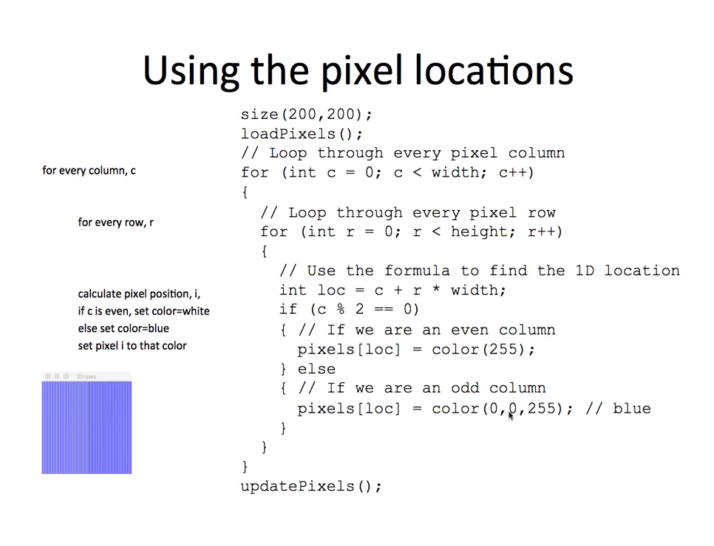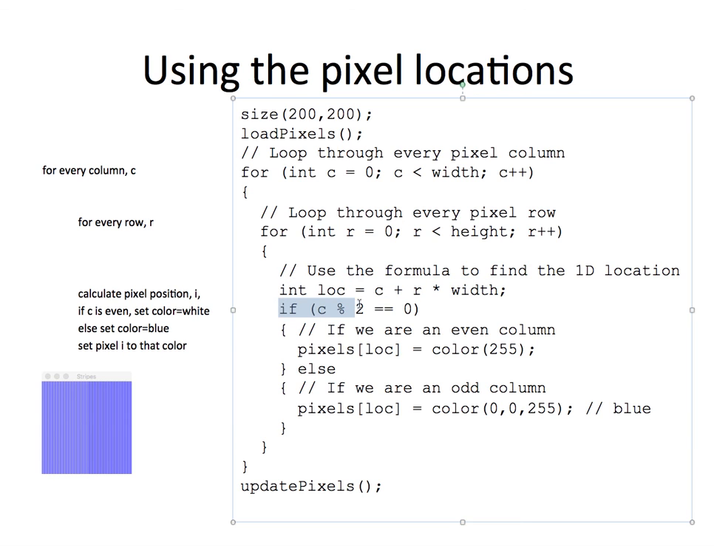And here's the code. And it's on Blackboard as stripes. So we load the pixels, then we iterate over the columns, and then within that we iterate over all of the rows. Okay, we then calculate the position in the pixels array of the current pixel that we're looking at. Okay, so it's columns plus rows times width.